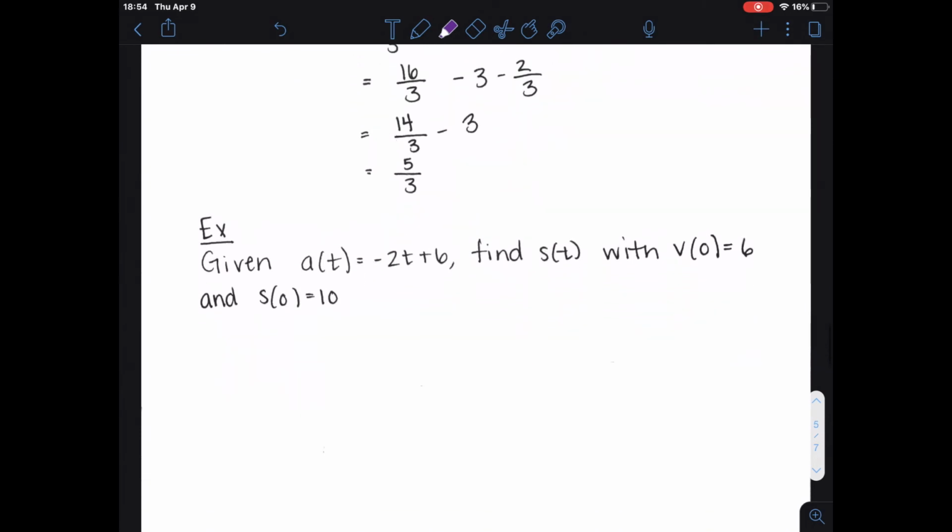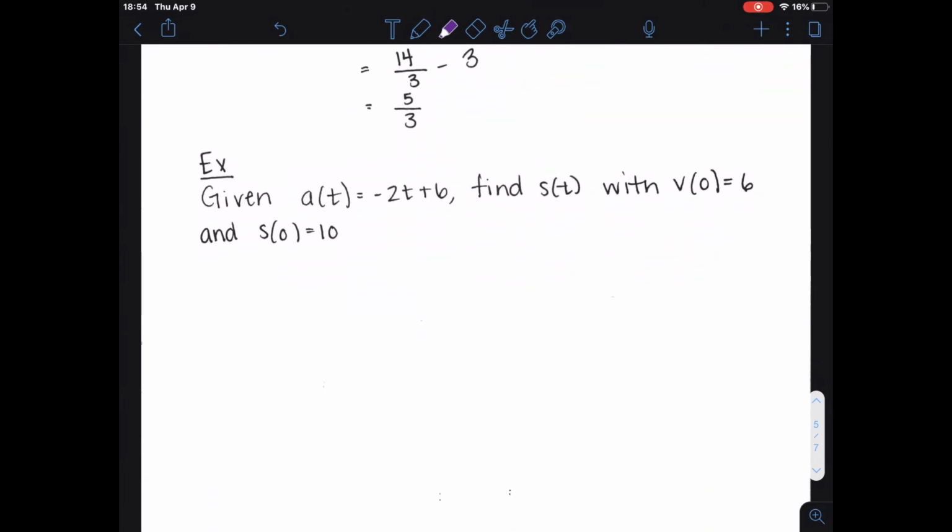So the last couple examples we're going to go through deal with the acceleration, velocity, and position functions that we dealt with before. We're given a function a of t equals negative 2t plus 6. We want to find, ultimately, the position function, knowing our initial conditions: the velocity when time is 0 is 6, and the position when time is 0 is 10.